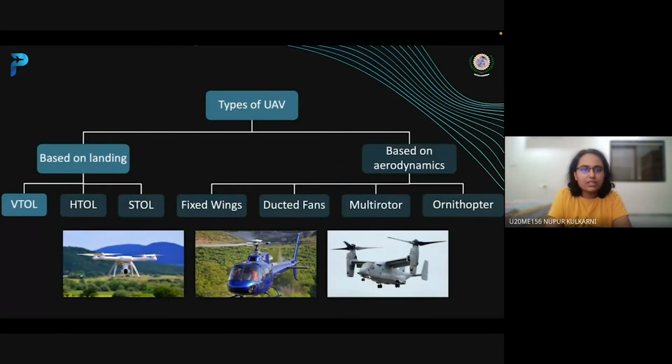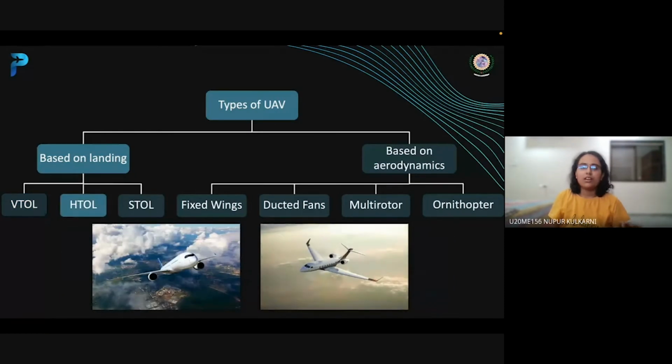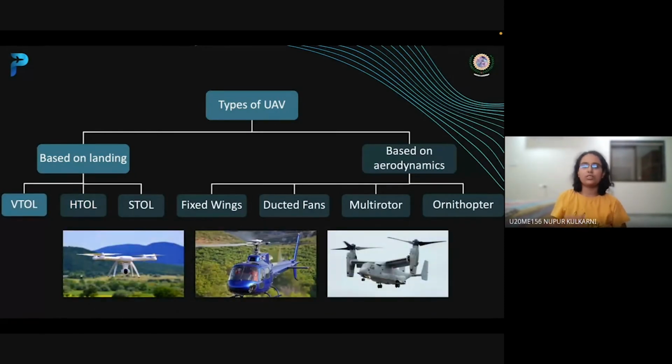So now we'll see the broad classification of these UAVs. As our club is more inclined towards aero modeling and manufacturing related to UAVs, we'll see the classification of UAVs. Based on landing, we have three types: VTOL, HTOL, and STOL. VTOL means vertical takeoff and landing. In this, the aircraft is going to take off vertically.